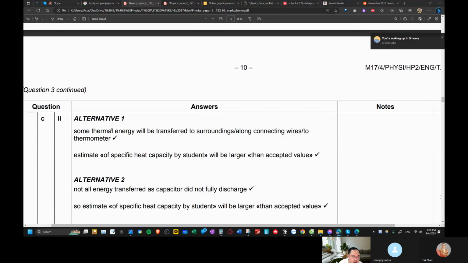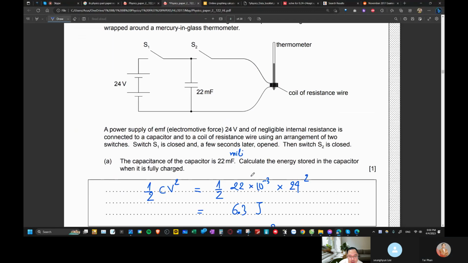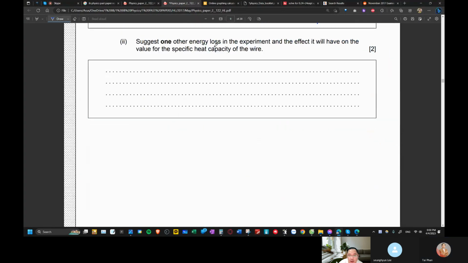Some thermal energy will be transferred to the surrounding along the connecting wire to the thermometer. So, the energy can be lost. Heat transfer to the surrounding from the liquid in the thermometer. Transferred to the surrounding from the thermometer.